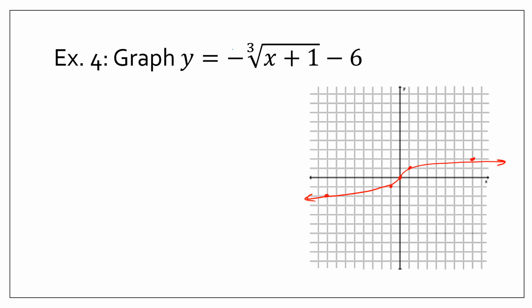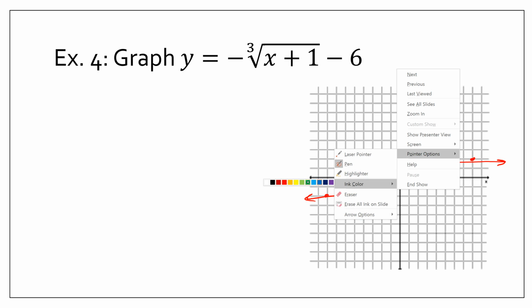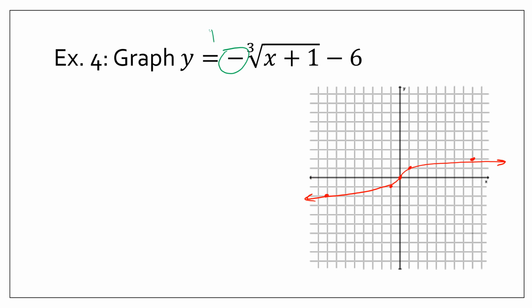In this case, I think I used green for the reflection one. In this case, I only have a reflection, which means that all of the y values are going to be negative. So over 0, 0 is still 0. But over 1, instead of up 1, go down 1. Instead of down 1, go up 1. Over here, instead of down 2, up 2. Over here, instead of up 2, down 2. It is a reflection. Notice that my graph is exactly flipped, and it almost looks like DNA.